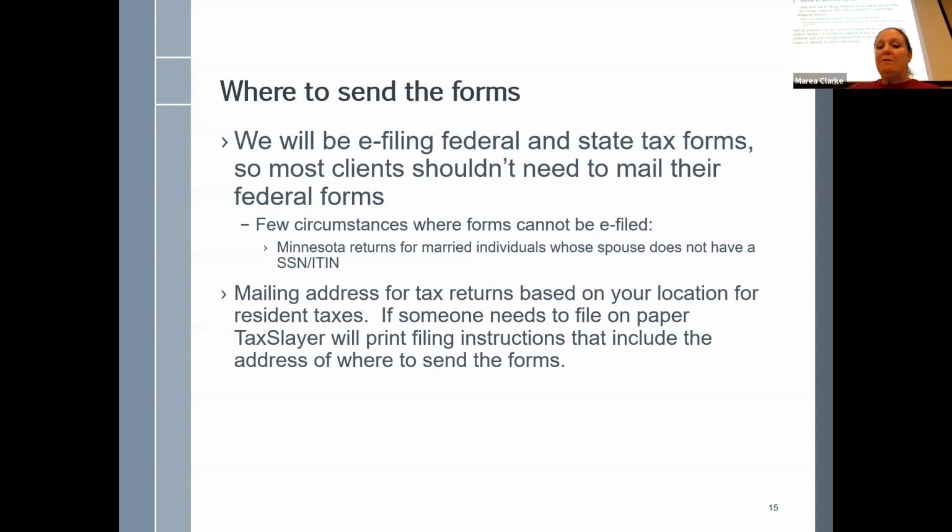The mailing address is going to be based on the address of the person that's filing their tax return. The software will print that address out for us if they need to do that. So we don't generally need to worry about that. But it's not common, especially for residents. It's not common to have to paper file a return.